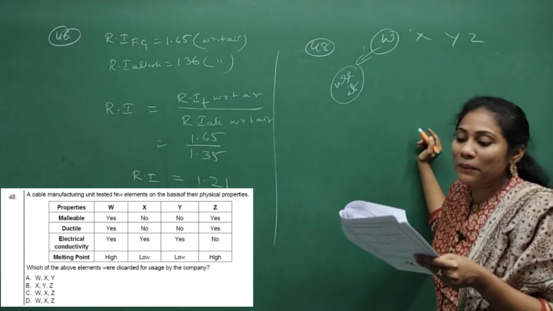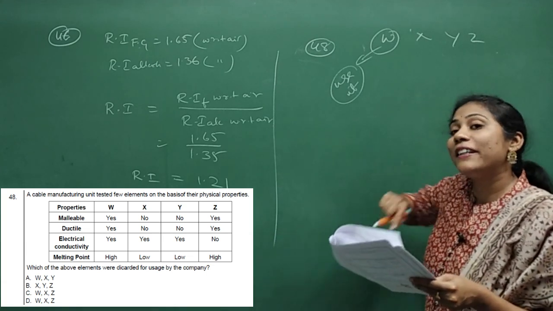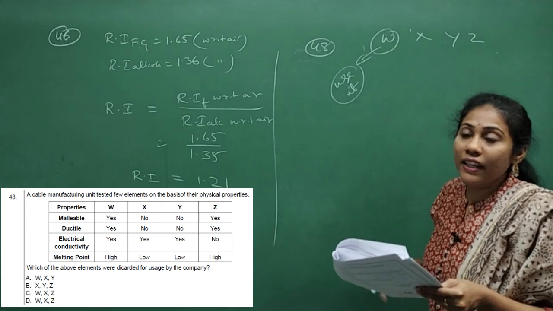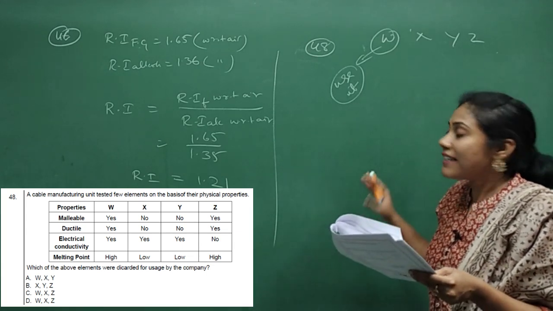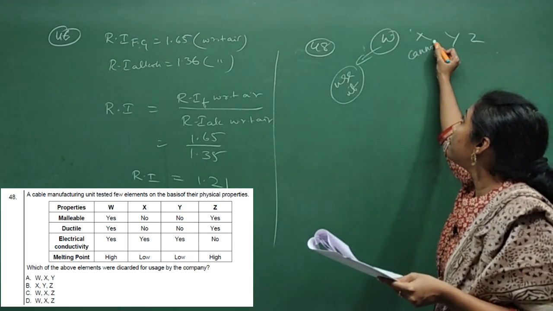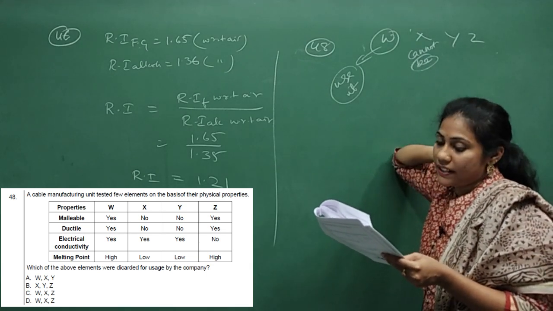So X cannot be used. When it is not malleable and ductile, how can you make it into thin wires and sheets? If you have to use it in a convenient way, you must make it into thin wires at least, right? So X cannot be used. Okay, it cannot be used by cable manufacturing units.